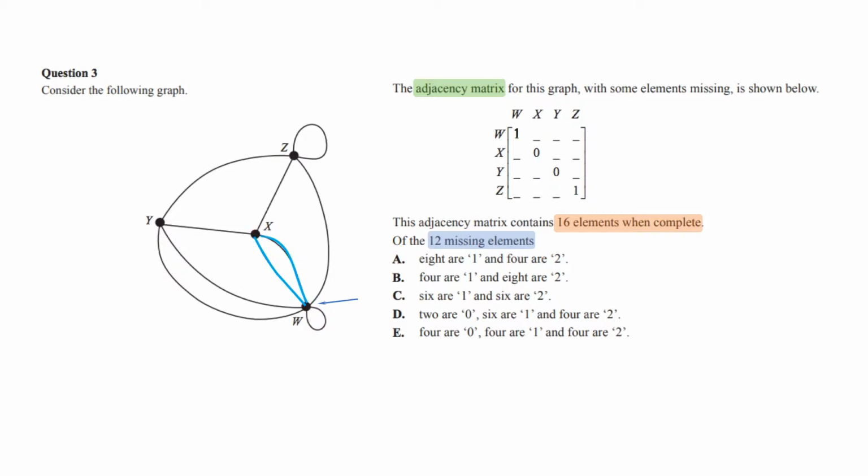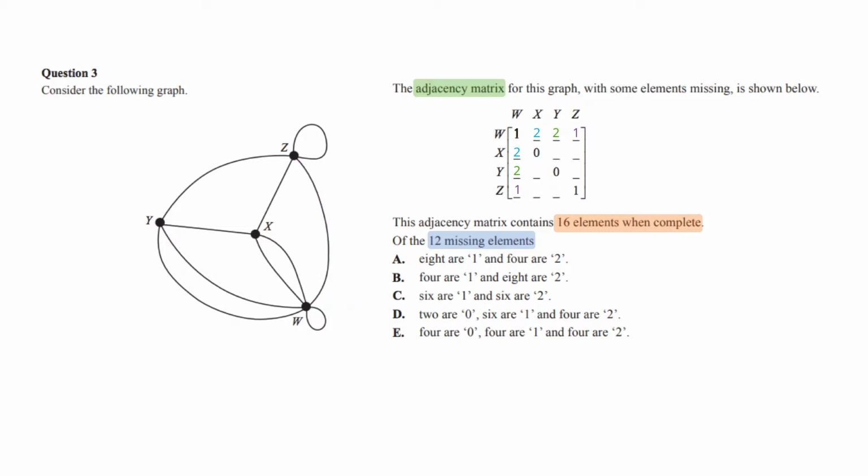There are 2 edges between W and X, so there is a 2 in row 1, column 2, and another 2 in row 2, column 1. There are 2 edges between W and Y, so there is a 2 in row 1, column 3, and another 2 in row 3, column 1. There is 1 edge between W and Z. This gives a 1 in row 1, column 4, and another 1 in row 4, column 1.